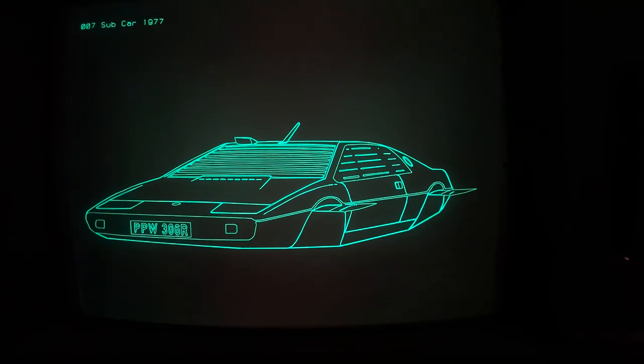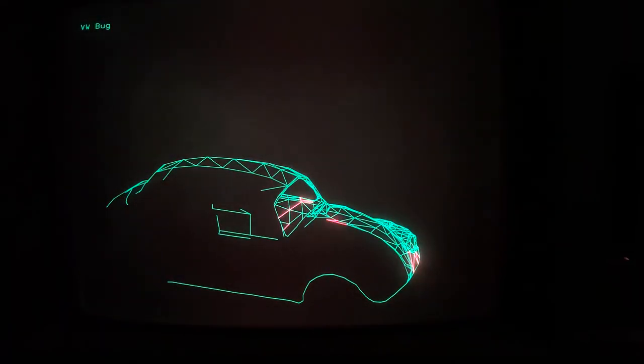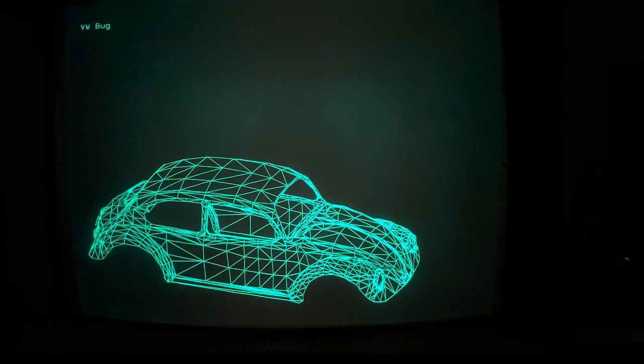And I did this James Bond car from 1977 movie, The Spy Who Loved Me. And the VW Beetle is also another early 3D graphic image in triangles.